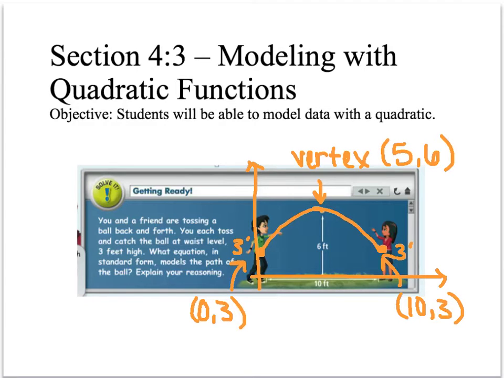So we have 3 points here. It says, what's the equation in standard form that models the path of this ball? Explain your reasoning. We don't really know yet. All we know is we have 3 points. But that's what we're going to do today. We're going to find out if I have 3 points, how can I write the equation of a parabola? So we're going to come back to this and answer it. But right now, we're just going to say we have 3 points. Now where do we go from there? And that takes us to problem number 1.